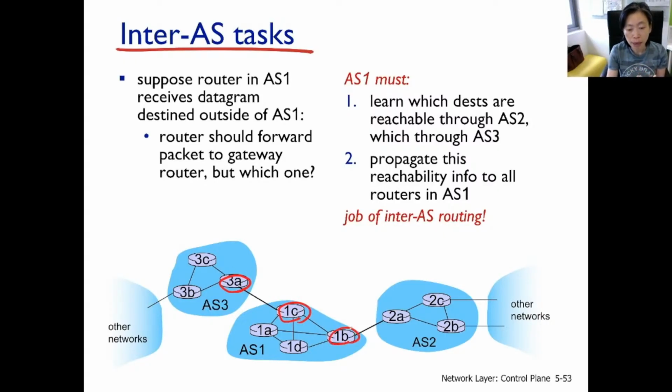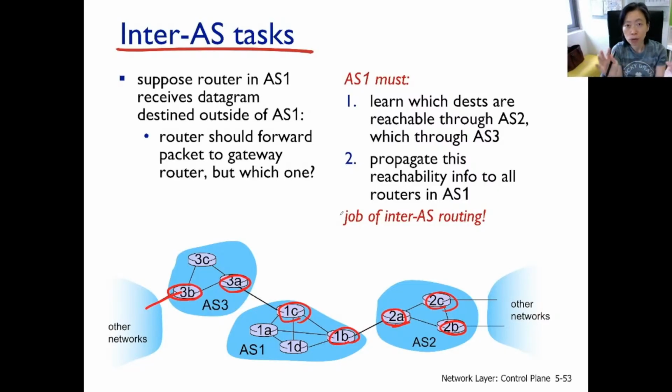1C and 1B are the gateway routers of AS1. 3A is obviously a gateway router for AS3. But you see here, 3B also has connectivity to the outside, to another AS. 3B is also a gateway router for AS3. Similarly, 2A, 2B, 2C all have links to the outside, to other ASs. So they are also gateway routers. These gateway routers at the higher level will be running the inter-AS routing, which is another routing protocol, and they will all be running the same routing protocol.